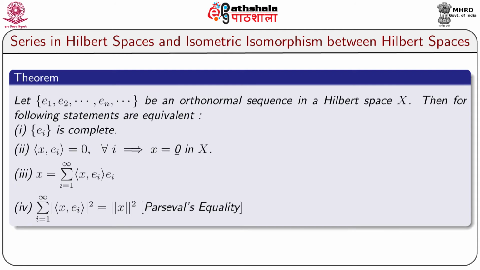Now, let us take another theorem. Let e1, e2, ..., en be an orthonormal sequence in a Hilbert space X, then the following statements are equivalent. Number 1, ei is complete, that is, the sequence of orthonormal vectors e1, e2, ..., en is complete. Number 2, inner product x comma ei equal to 0 for all i implies x equal to 0, for x a vector in X. Number 3, x can be expressed as x equal to sigma i equal to 1 to infinity inner product x comma ei into ei. Number 4, sigma i equal to 1 to infinity modulus of inner product x comma ei square equal to norm x square. This is known as Parseval's equality.